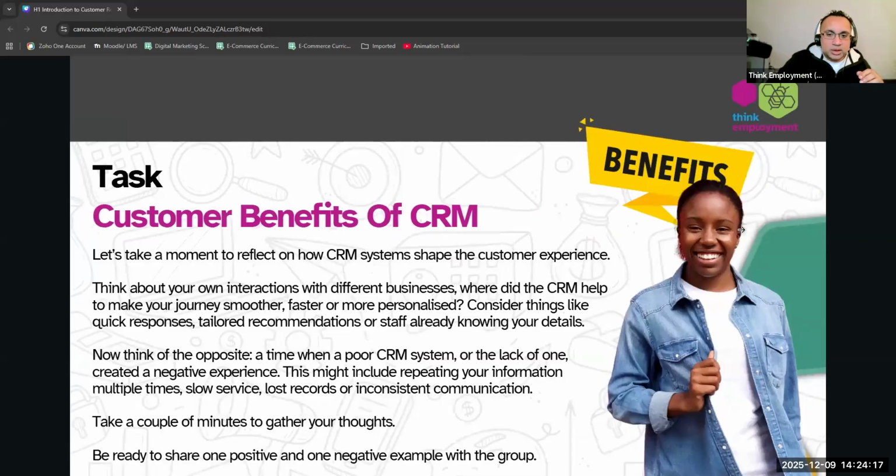Okay, so if you think about customer benefits of a CRM, let's think about customer benefits. We've all had the experience of CRMs. I want you to think about a time when you had an experience of a CRM and share it with us, whether it's good or bad.